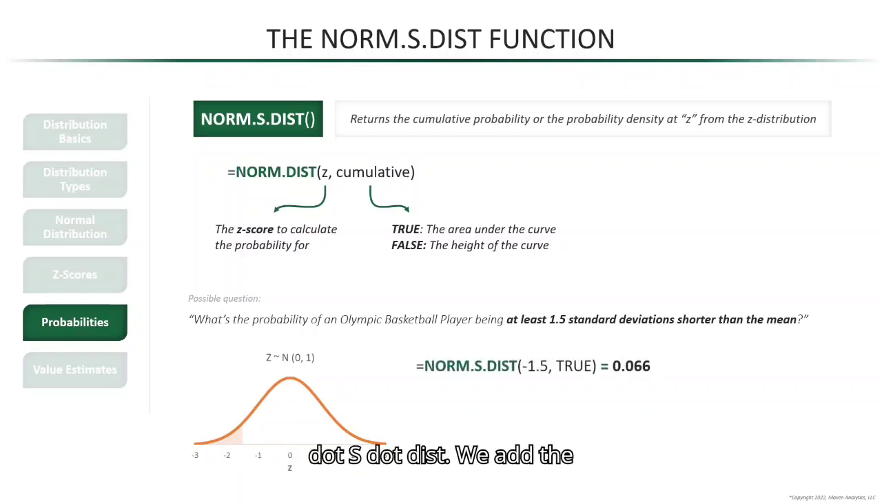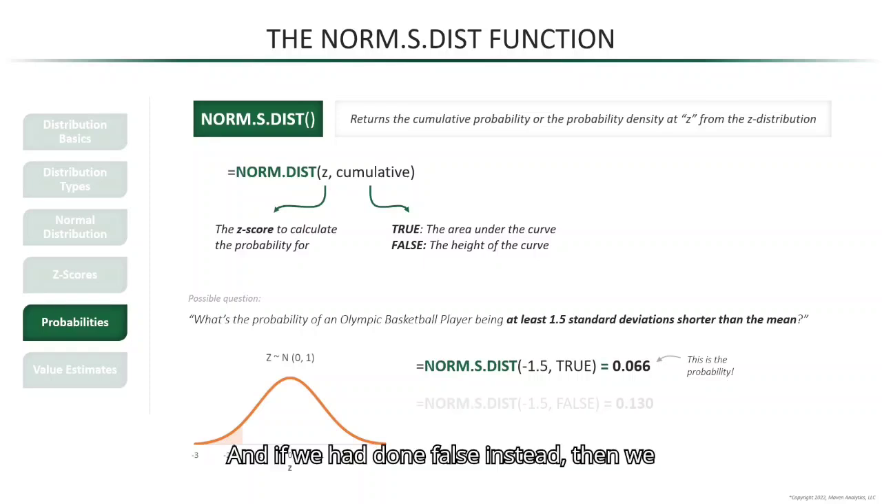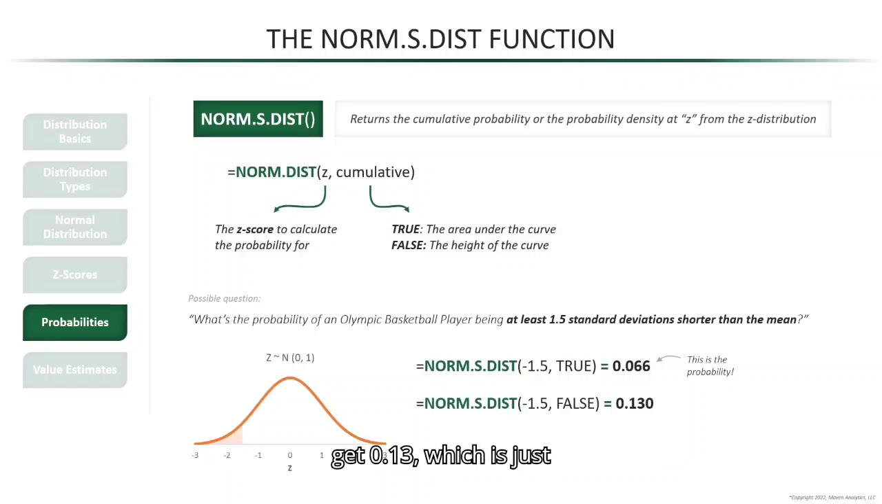We just write norm.s.dist, we add the negative 1.5 for the z-score, and the true returns the area under the curve, which in this case gives us a probability of 0.066 or 6.6%. And if we had done false instead, then we get 0.13, which is just the height of the curve. Again, not the probability. So very similar process.